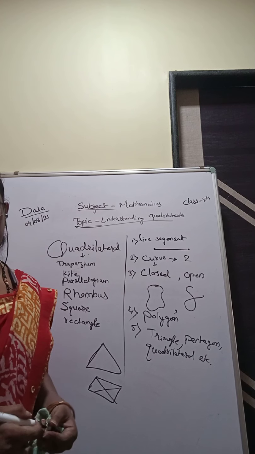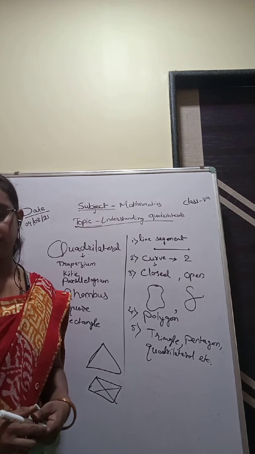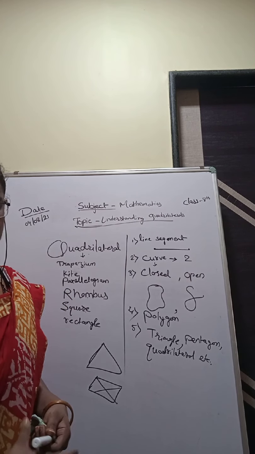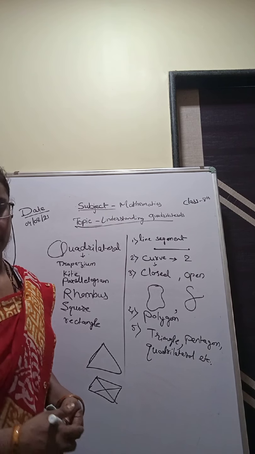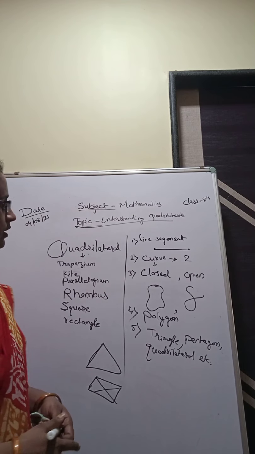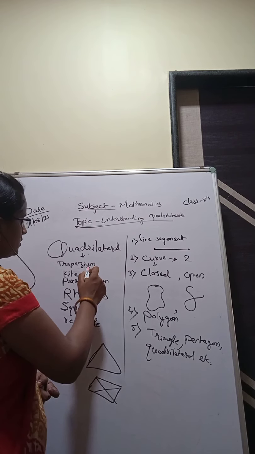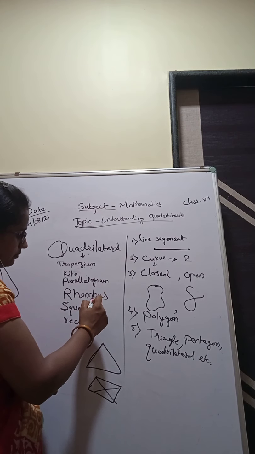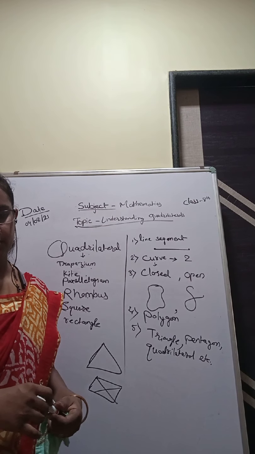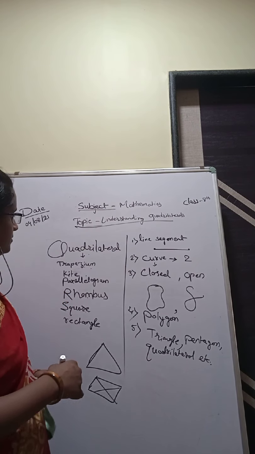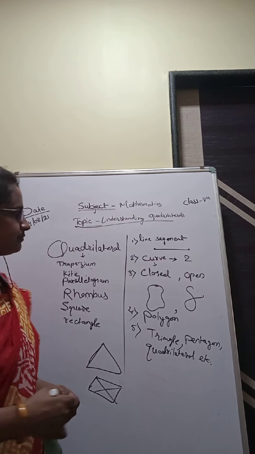Now, angle sum property. First of all, we introduce quadrilateral and its kinds. We have different types of quadrilateral: trapezium, kite, parallelogram, rhombus, square and rectangle. Let us introduce the first, trapezium. A trapezium is a quadrilateral with a pair of parallel sides.